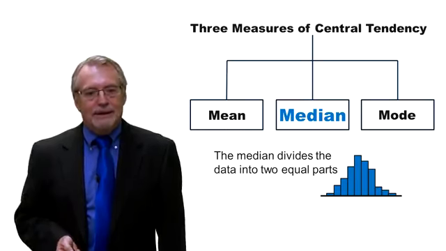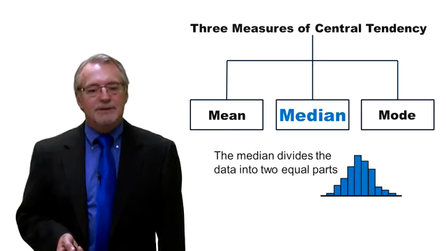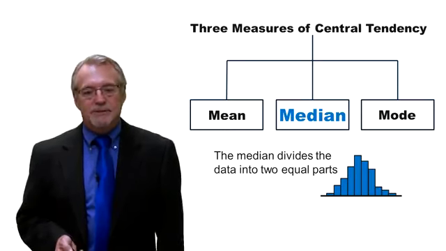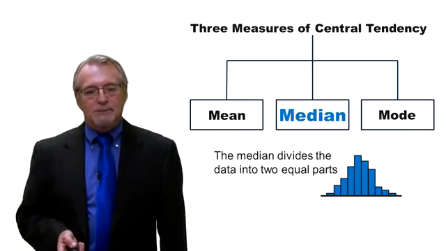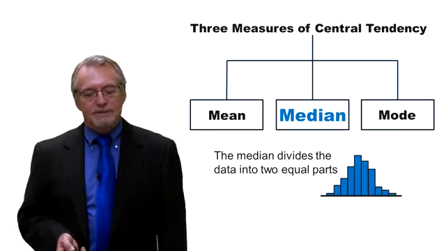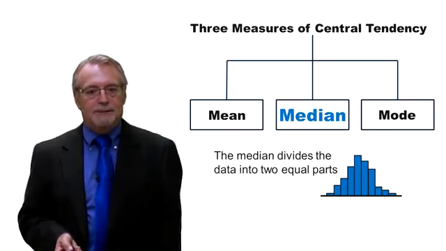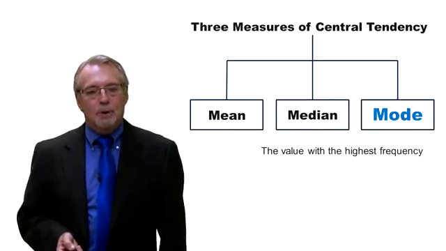Median now is the middle. We just draw a line down the middle so that this thing is divided into two equal parts. It doesn't have anything to do with the average, it's the middle part. If you think of the median strip in the freeway, that's what it is. It's just that dividing piece right in the middle. And then we have mode.